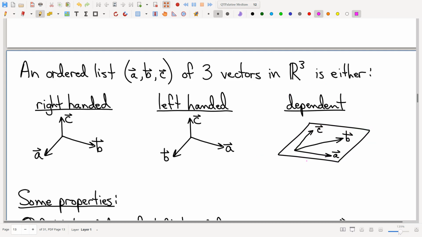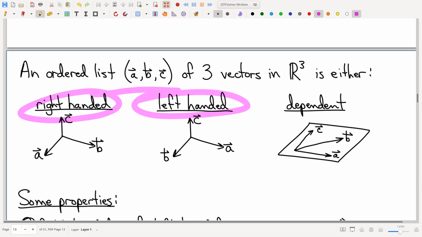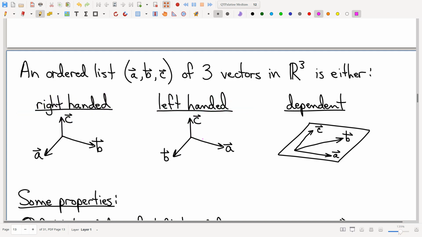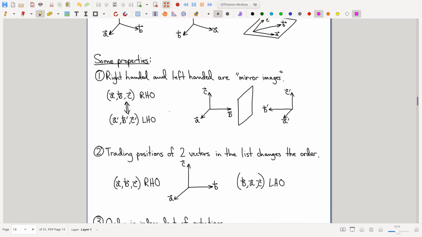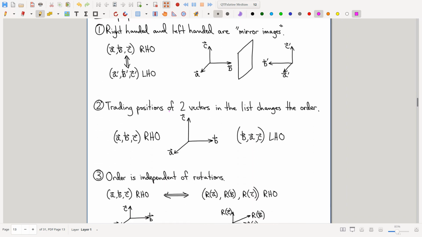Okay, so we see a pretty strong analogy already. These are geometrically natural choices that are kind of opposites of each other in some sense, where every scenario of a list of three vectors is one or the other or dependent. Pretty analogous. And the analogies just keep on coming. Look at this. They've got these same three properties. They're mirror images of each other. Right hands and left hands are mirror images of each other, just like clockwise, counterclockwise.